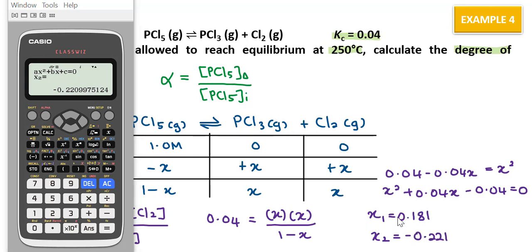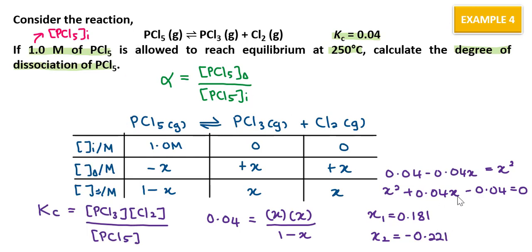If we substitute these two values, if x equals negative 0.221, we will get the concentrations of PCl3 and Cl2 at equilibrium as negative values. Since concentration cannot be negative, we are going to ignore this value. So x is equal to 0.181 molar. So the change in concentration of the PCl5 is 0.181 molar. Substitute these into the formula.